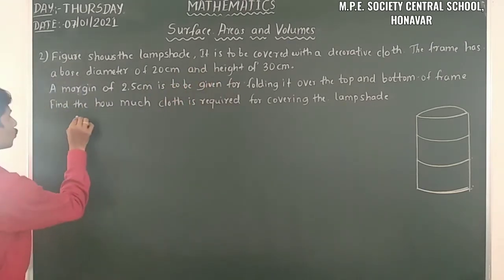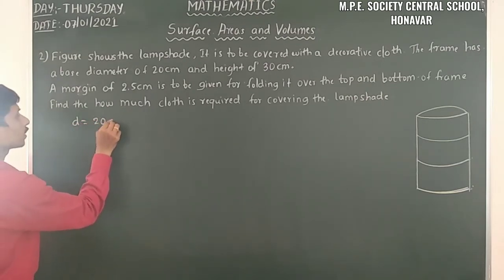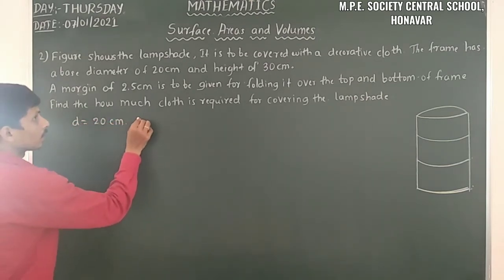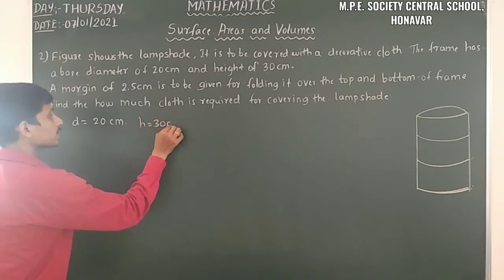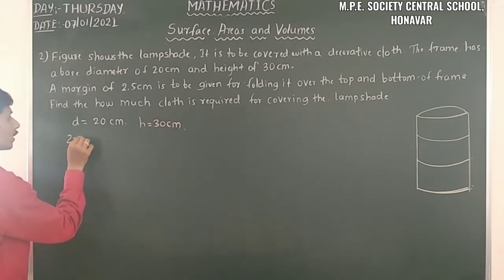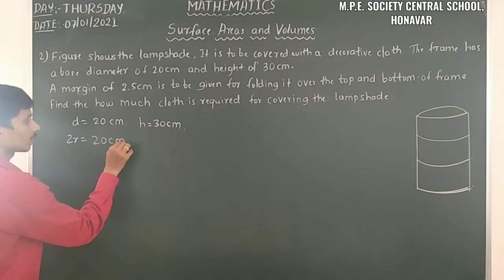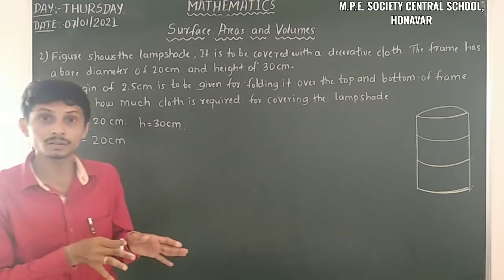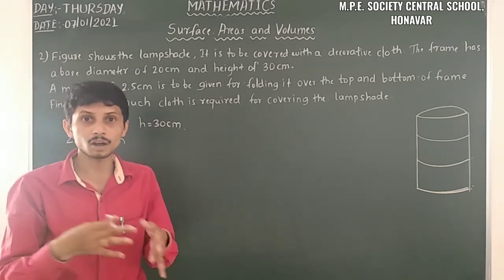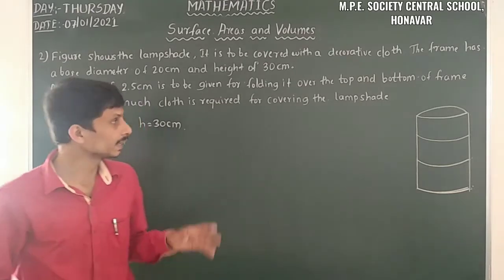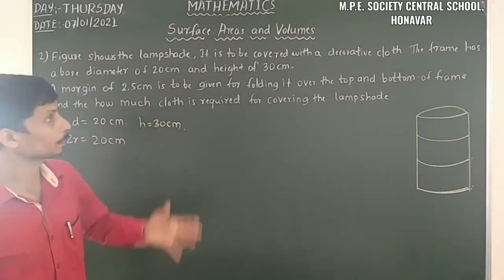So D is equal to 20 cm and H is equal to 30 centimeter, and we can write this as 2R is equal to 20 centimeter. We can insert 2R when we have the total surface area or curved surface area, whatever it may be. So here we have to move on to the next part.